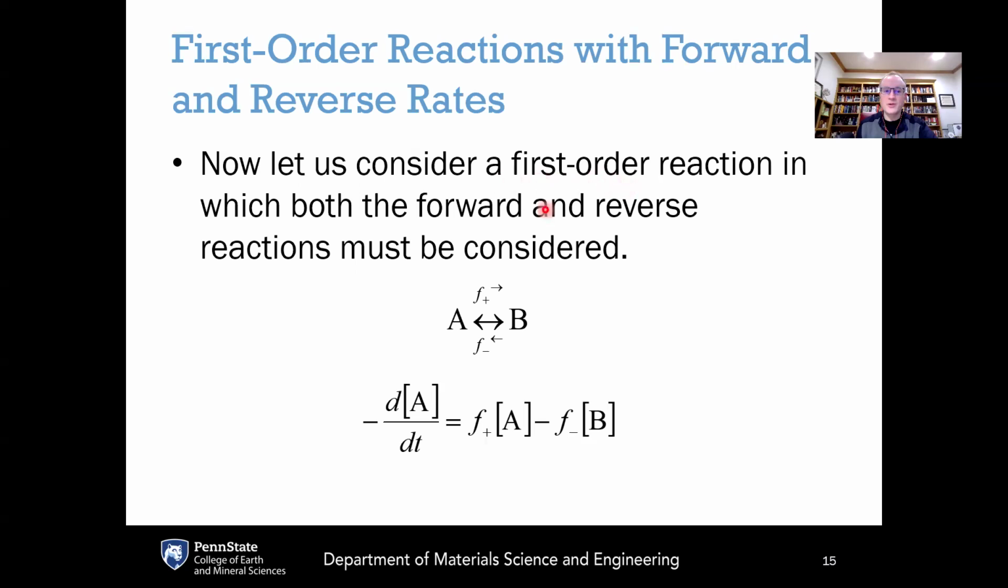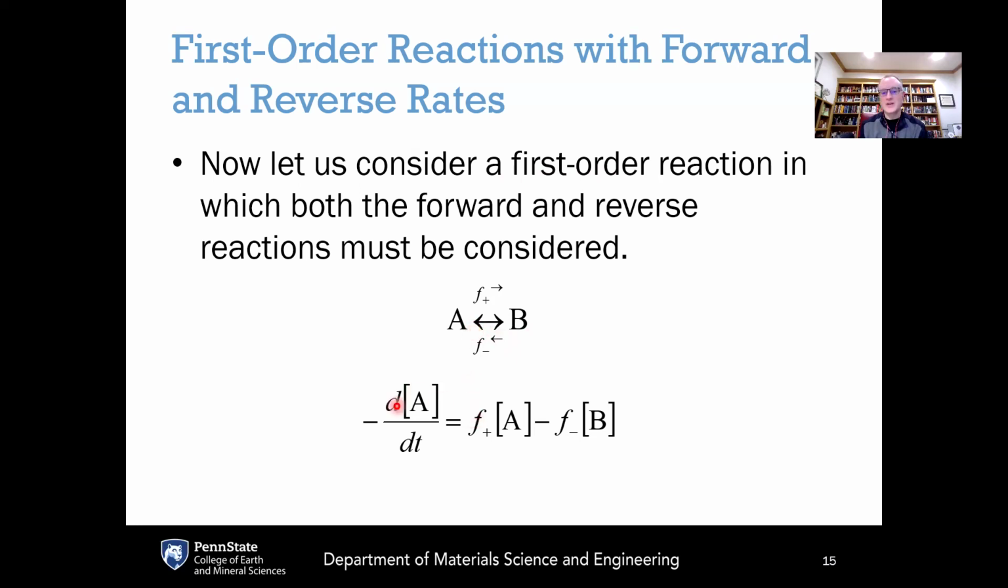So we consider a first-order reaction in which both the forward and the reverse reactions must be considered. With radioactive decay, the reverse reaction is not happening at all. That rate is effectively 0, so we didn't have to consider it. But now let's suppose that we've got some reaction here between some reactant A and some product B, where we've got our forward rate of reaction F plus going from A to B, and our rate of the reverse reaction F minus going from B to A.